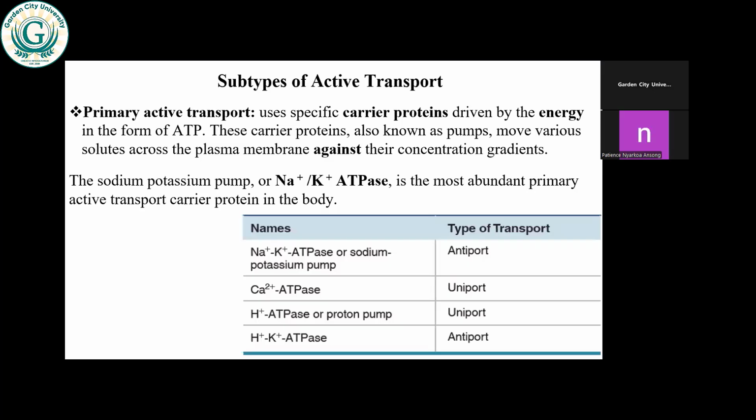Let's look at the subtypes of active transport. Primary active transport. Primary meaning that's the basic. Primary active transport is the basic one because it makes use of ATP directly. It makes direct use of ATP.